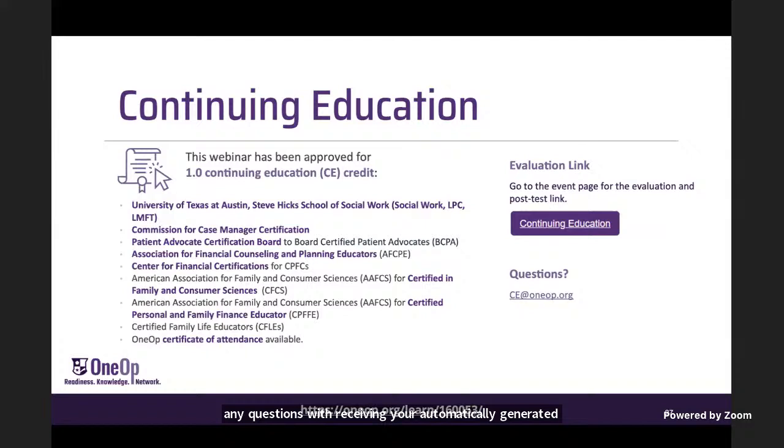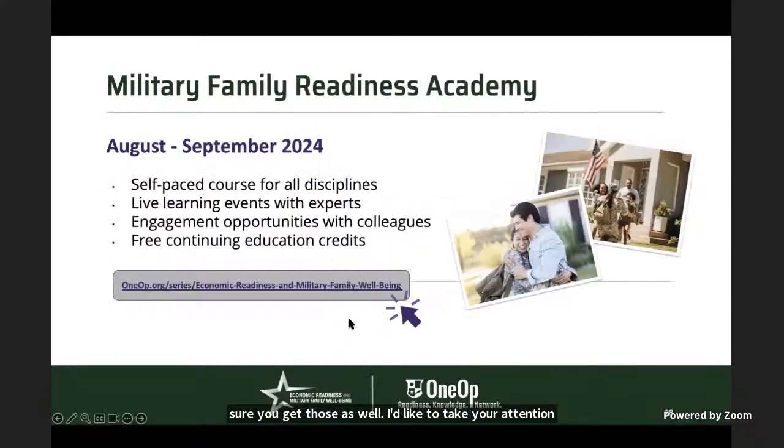I'd like to take your attention to a big event that's happening for OneOp throughout the month of August, and then kicking off into September. Starting this month, we are focusing on economic readiness and military family well-being. Dr. Pline's presentation on Medicaid really set the stage as we go into this series for the Military Family Readiness Academy. Over the course of 6 weeks, OneOp is going to deliver a series of professional development opportunities focused on economic security and family well-being, including an on-demand course that's now available and 3 webinars.